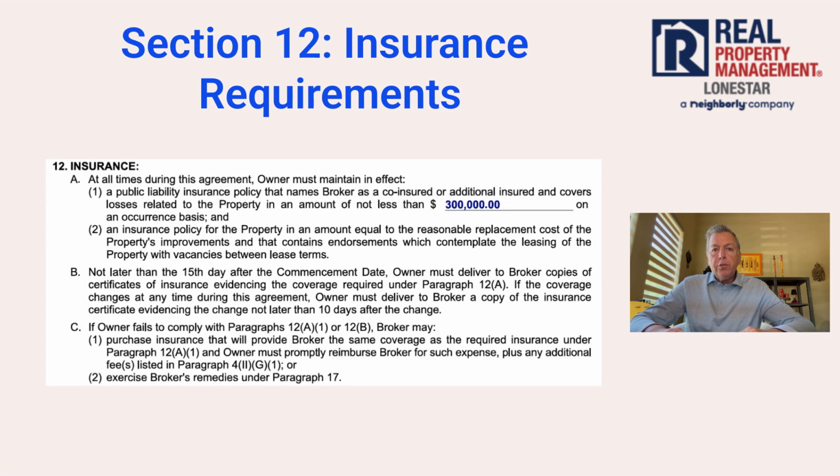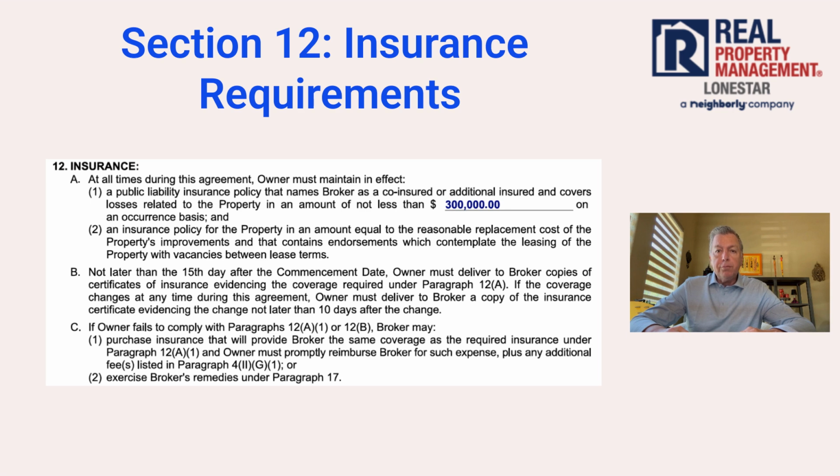Let's talk about insurance and what's required to protect your property, your finances, and our management team. At RPM Lone Star, we carry a lot of responsibility when it comes to managing your home. To protect everyone involved, we require each owner to maintain proper insurance coverage throughout the agreement. Here's what that includes. First, you'll need a public liability insurance policy with at least $300,000 in coverage, and it must name RPM Lone Star as an additional insured or co-insured. This ensures we're protected in case something happens at the property, like an injury or claim during management.